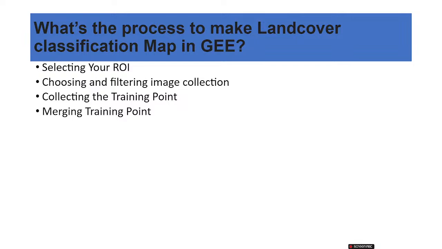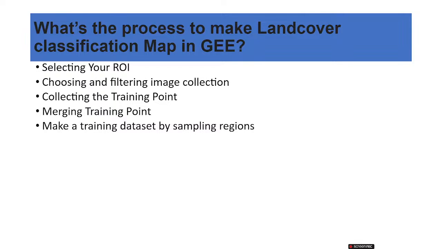Okay, then all of those training points I need to merge, and then I need to create the training data set by sample regions. This time, for all of those training points, I want to extract the band pixel values. And all of those band pixel values create a data set. This data set I want to separate two ways.